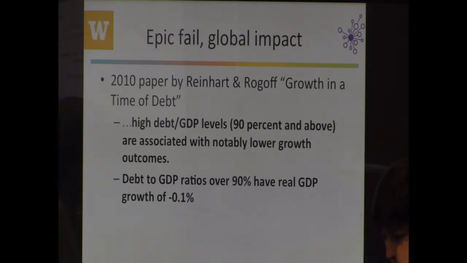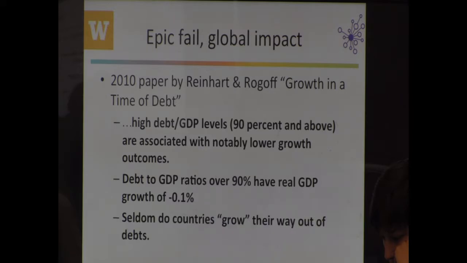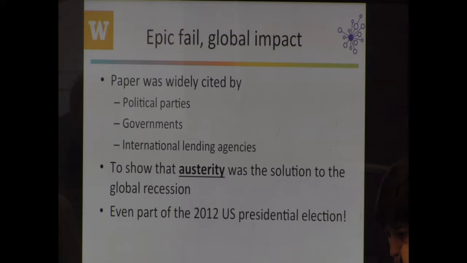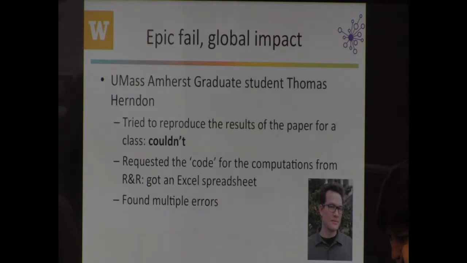And they actually gave a number to this. They said that your economy will shrink if you're over 90% debt to GDP by a small percentage, but it's shrinking, right? And the final stamp, the thing that the IMF and all these organizations took away, the EU, was that countries don't grow their way out of debts that they incur in recessions. So it was super widely cited, as I mentioned. Everybody grabbed onto this. It was the basis for austerity all over the world, and it made its way into the presidential election.